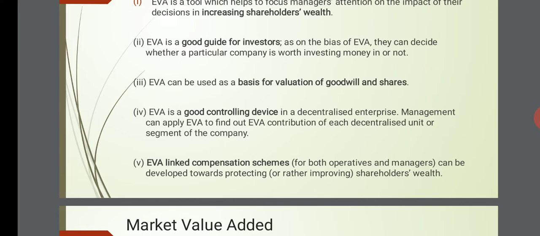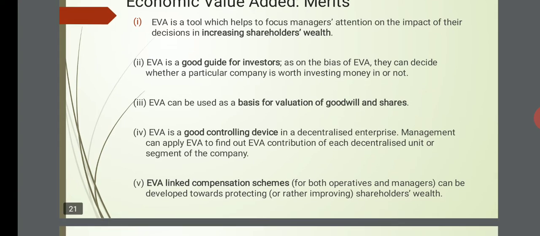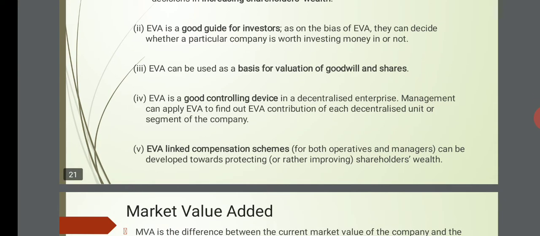EVA is a good controlling device in a decentralized enterprise. Management can apply EVA to find out the EVA contribution of each decentralized unit or segment of the company. EVA-linked compensation schemes for both operatives and managers can be developed towards protecting rather than improving shareholders' wealth. It is only because economic value addition tries to find out the value created by various companies, and on the basis of value creation, it is found that the shareholders' wealth increases.